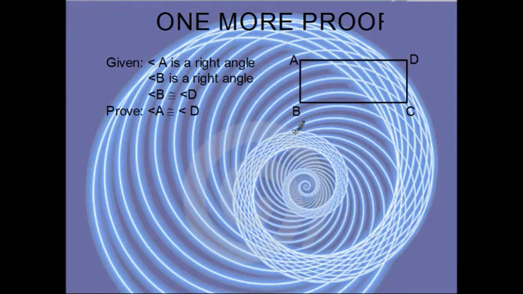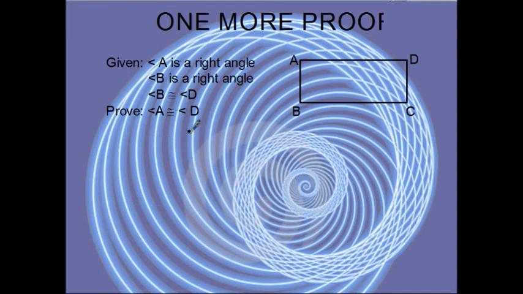Alright, we got one more proof. We're given that angle A is a right angle, angle B is a right angle, and angle B is congruent to angle D. We're going to try and prove that angle A is congruent to angle D. Now, for this proof, we're going to have a total of 5 steps. Let's press pause, see what you can do, and then we'll go through it together.